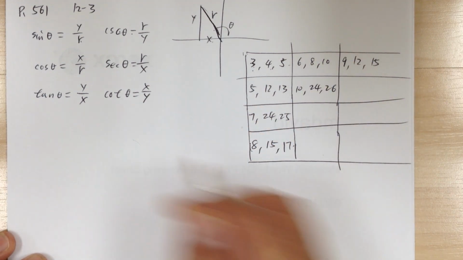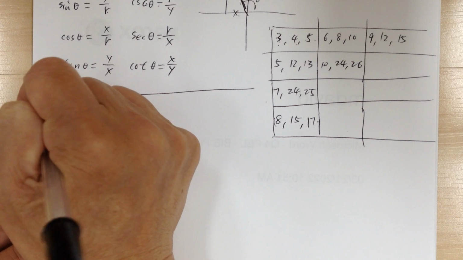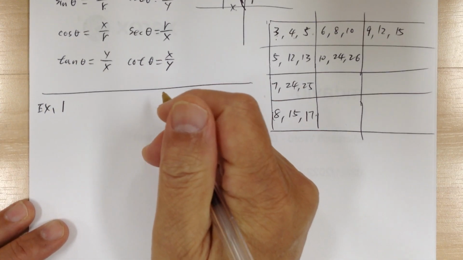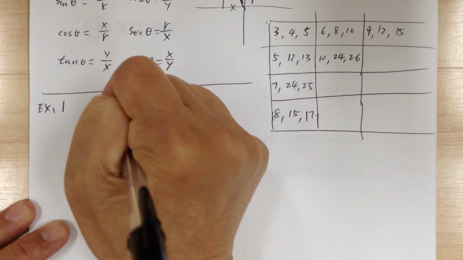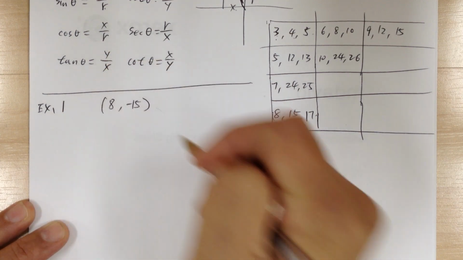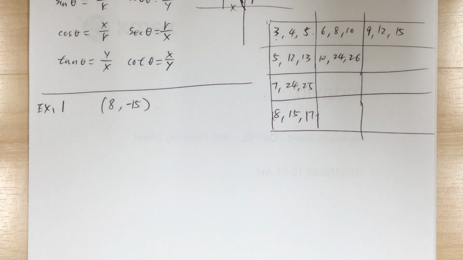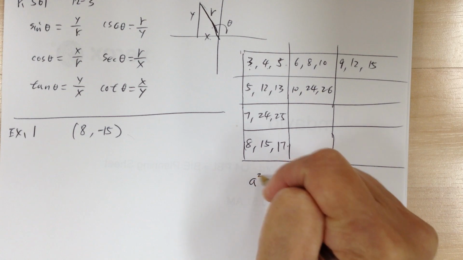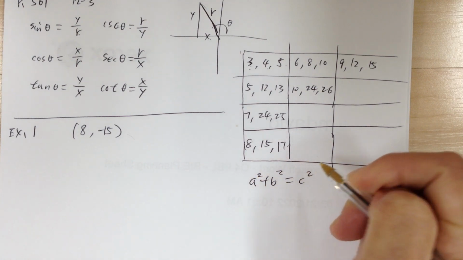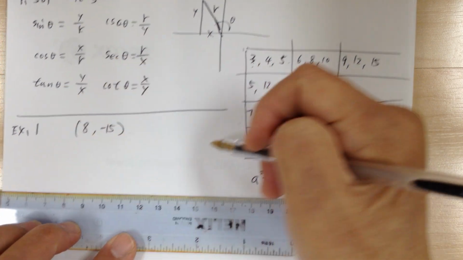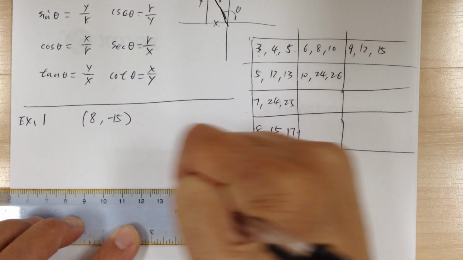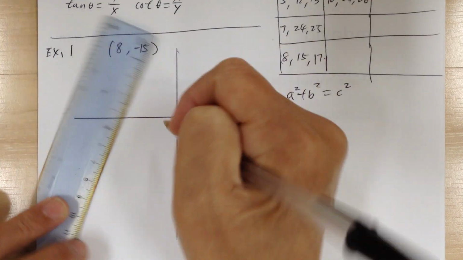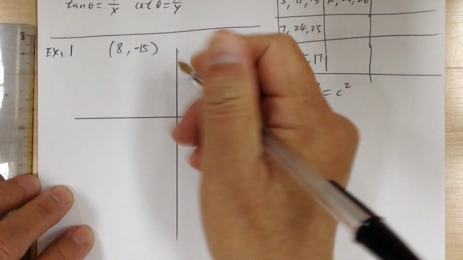Okay, so let's go to example 1. Okay, so you have an angle passing through 8, negative 15, and you're going to get the 6 trigonometric ratios. Okay, so if you don't know your special triples, you have to use the Pythagorean Theorem. Okay, you have to use a squared plus b squared equals c squared. Okay, now if you're going to do this one, you need to follow that. Okay, and again you don't have to make all the lines, just kind of sketch it out.